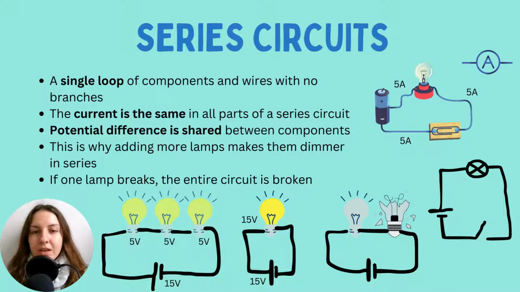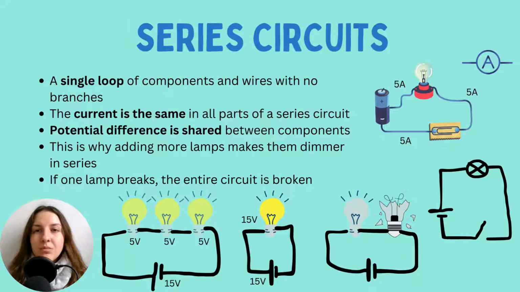So series circuits essentially are any single loop of wire that have components within. There are no branches in a series circuit. The current is the same in all parts of the series circuit, but the potential difference is shared between the components. And you can see that here. We've got an ammeter that reads the amount of current that flows. You've got 5 amps that is the same all the way around the circuit. However, in terms of the voltage, it has been shared. So there's a total of 15 volts, but actually each filament lamp receives 5 volts of potential difference each.